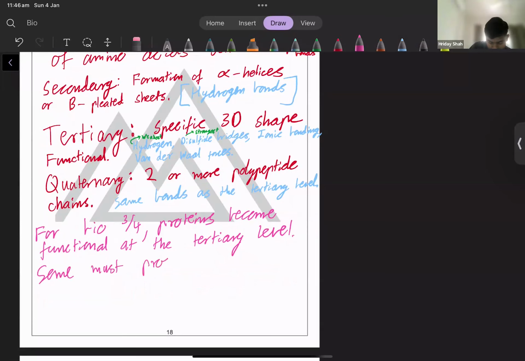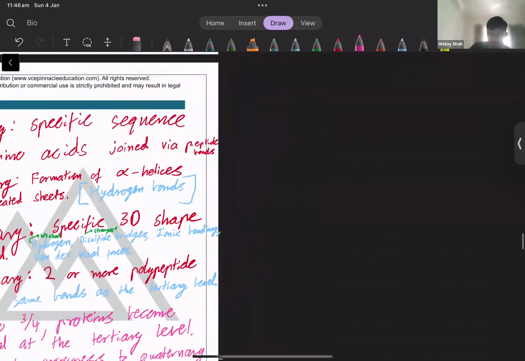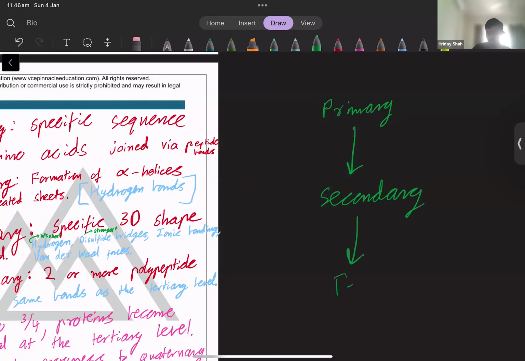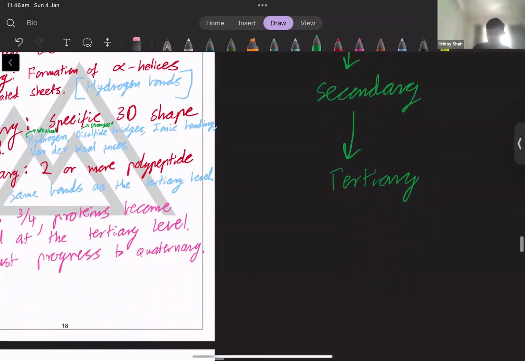Must progress to quaternary. So essentially, what's happening is that you start with your primary structure. Primary will always go to secondary. Secondary will always go to tertiary. Now, at tertiary, there is a check. Is it functional?